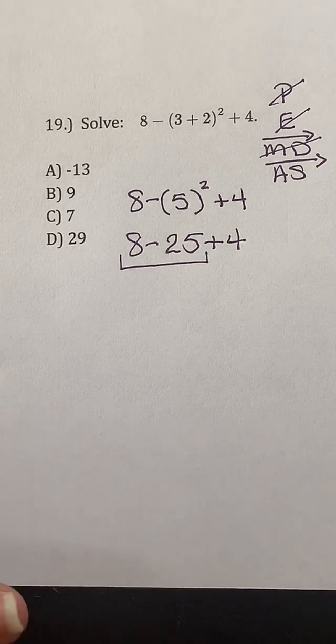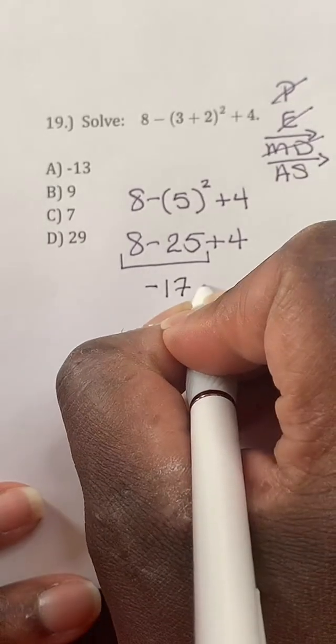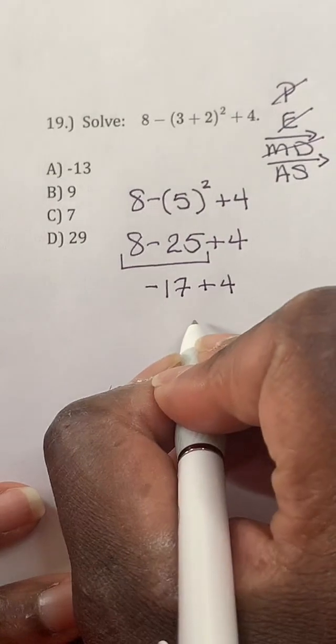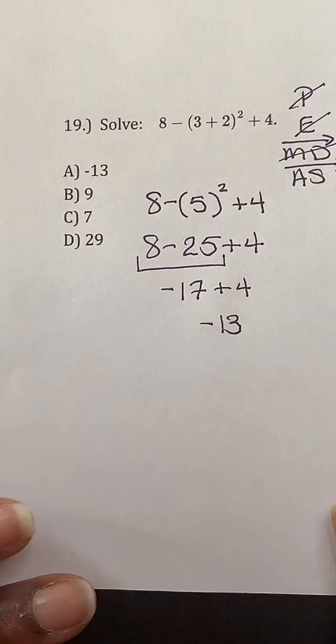All right, so 8 minus 25 gives me negative 17. Negative 17 plus 4 will give us negative 13. So our answer is A.